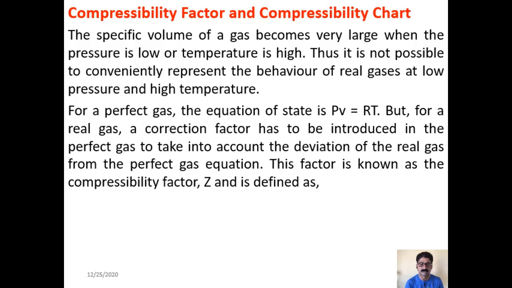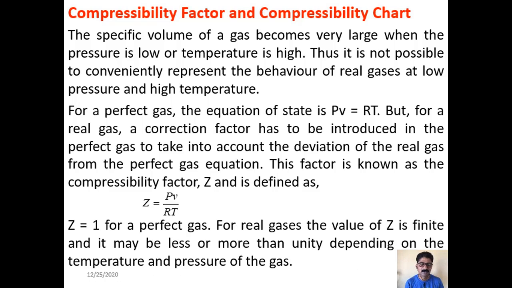So this factor is known as the compressibility factor Z and is defined as Z = PV/RT. Here if Z = 1, then it becomes a perfect gas. So for real gases, the value of Z is finite and it may be less or more than unity depending on the temperature and pressure of the gas.